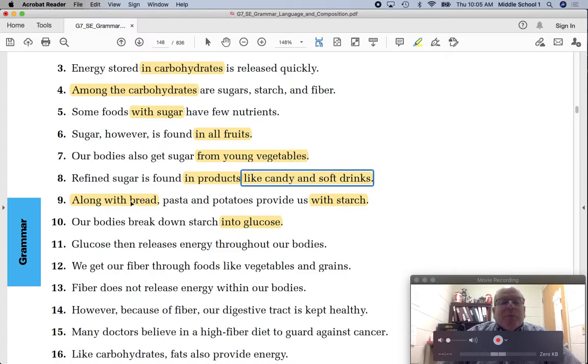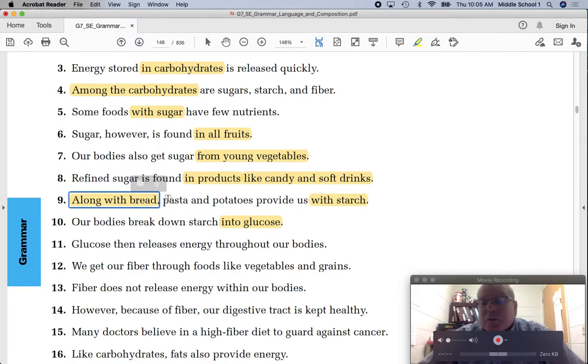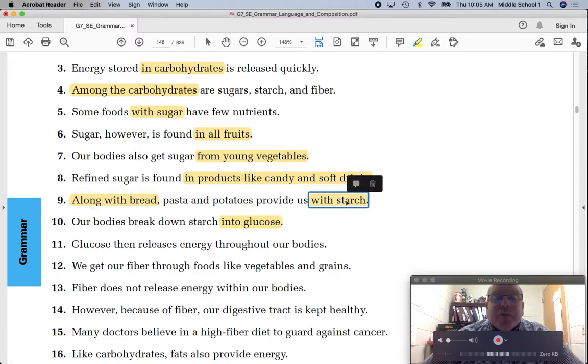You also might remember from last year that many times when I have words that are found at the beginning of a sentence set apart by a comma, it's going to be a phrase or a clause. In this particular sentence, along with bread is a prepositional phrase, and it is separated by a comma. To end the sentence, I have a second prepositional phrase with starch. And finally, in the last example that you went through, our bodies break down starch into glucose. Into glucose is the prepositional phrase.